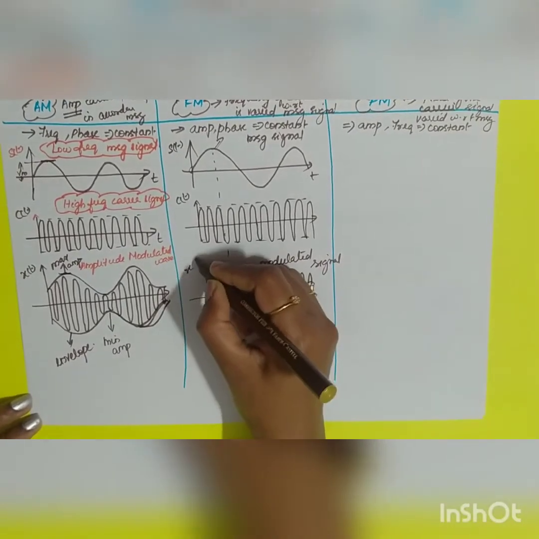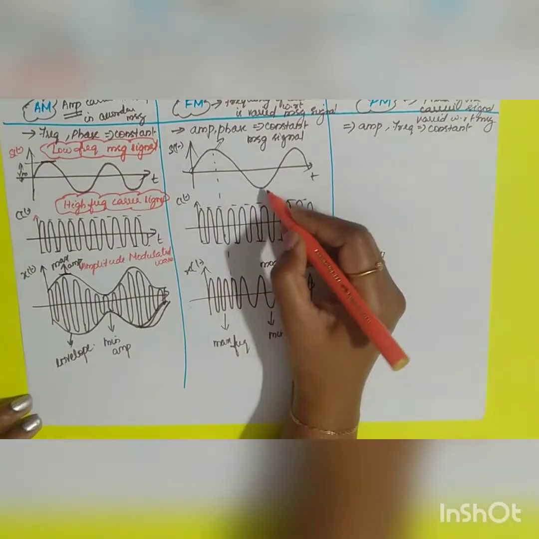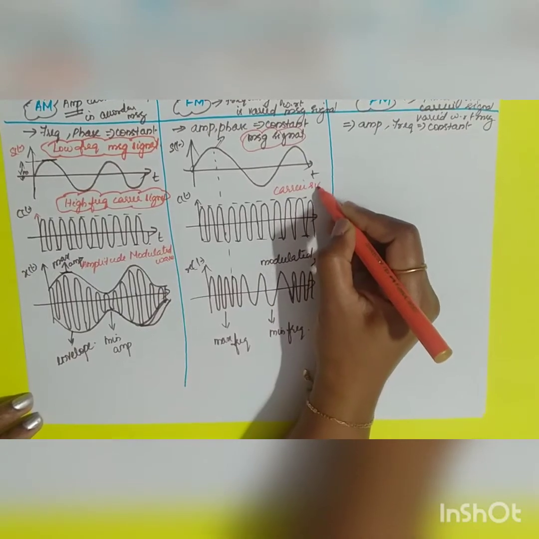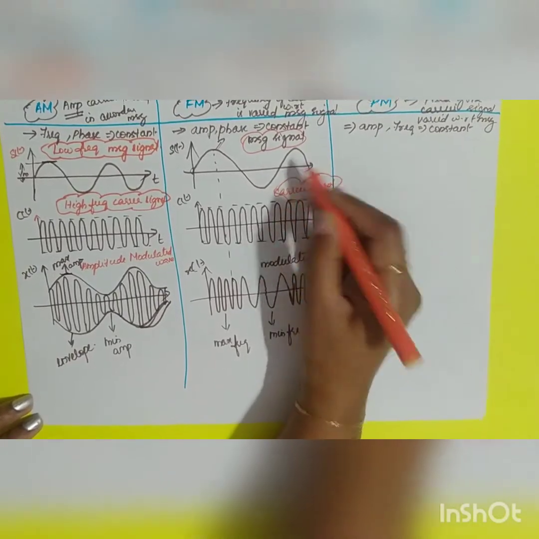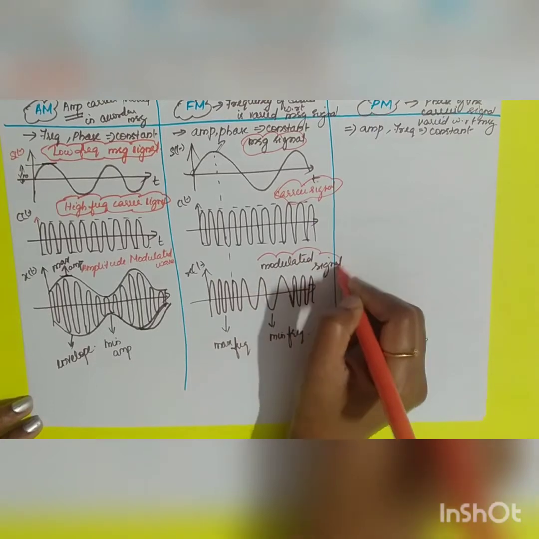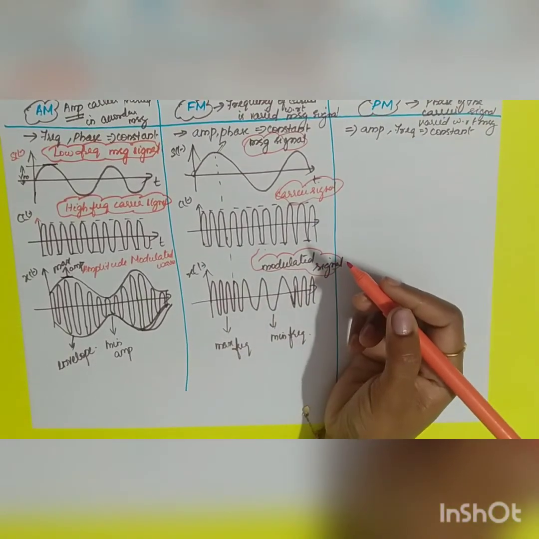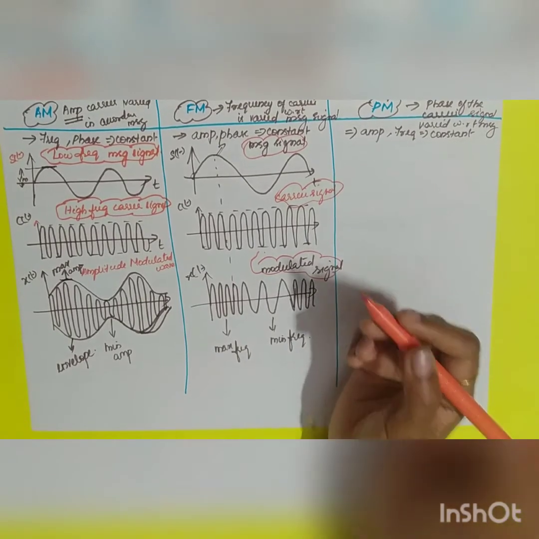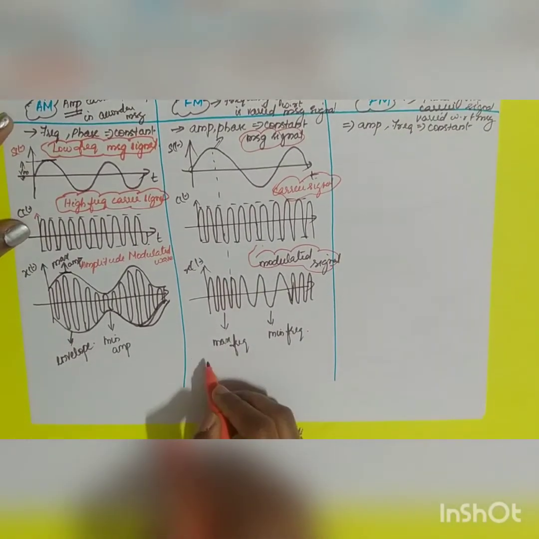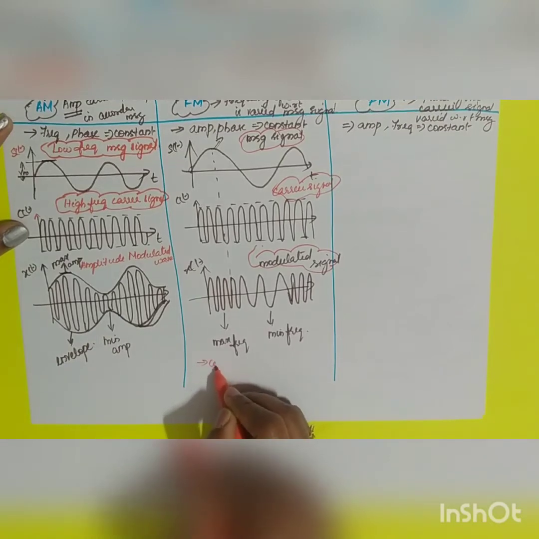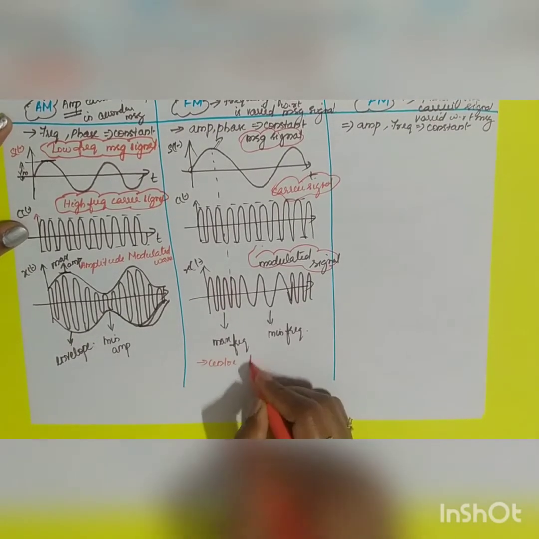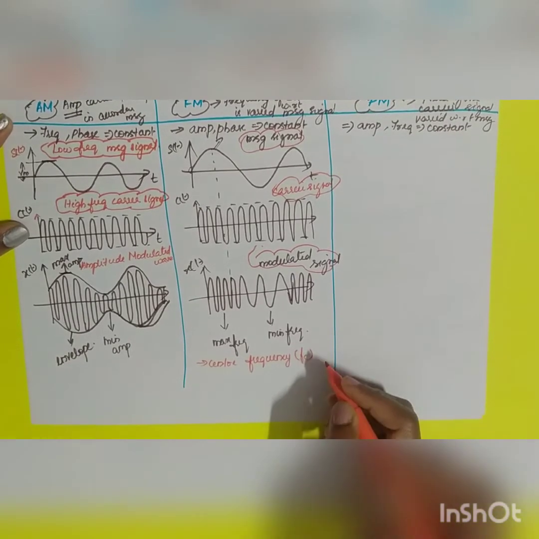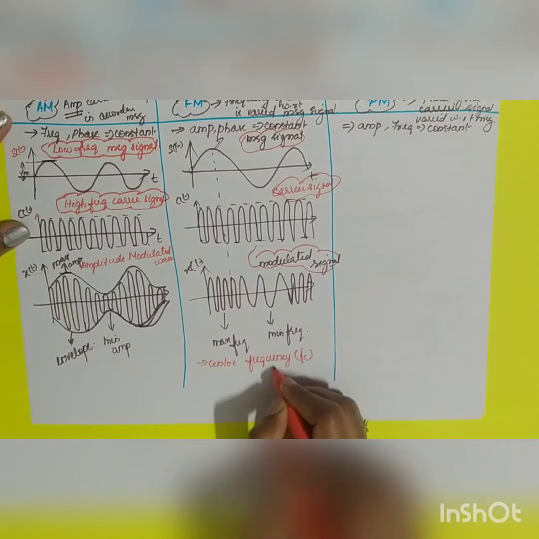So this can be given as x of t. Okay, so this will be your message signal, carrier signal, and this will be your modulated signal. Okay, so this is called frequency modulation. Now the original frequency of the carrier signal is called the center frequency, and it is designated as FC. So this will be your original carrier signal.